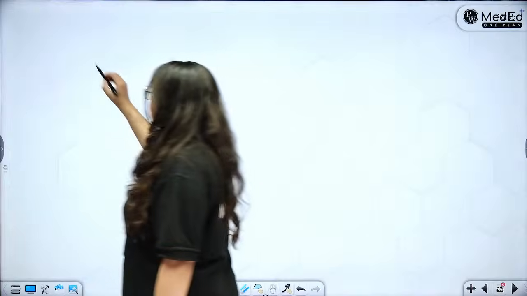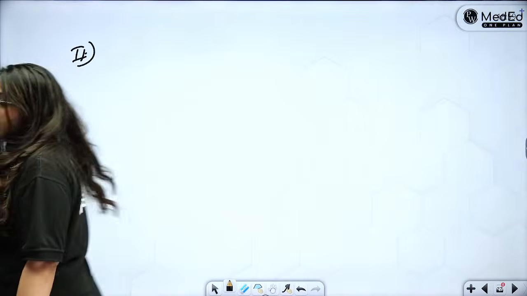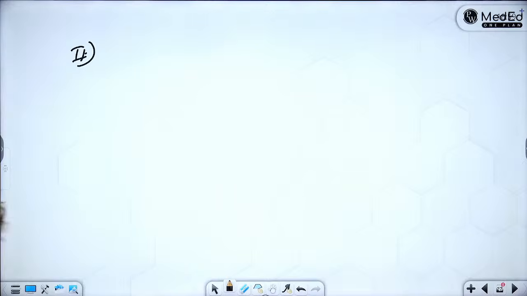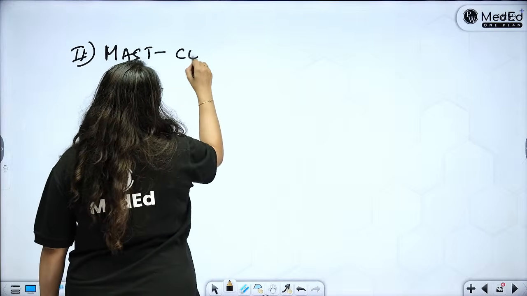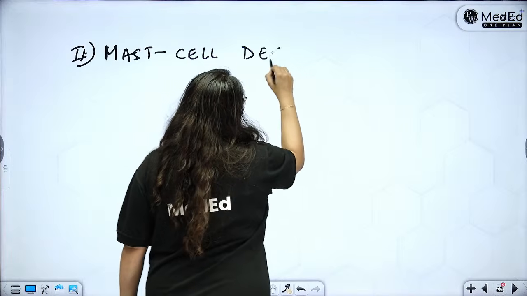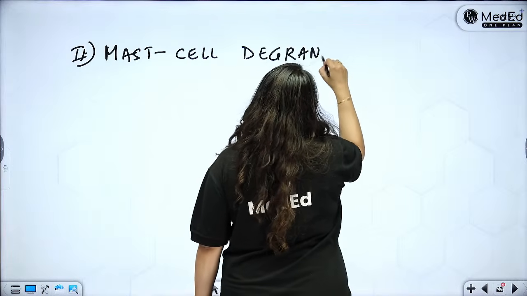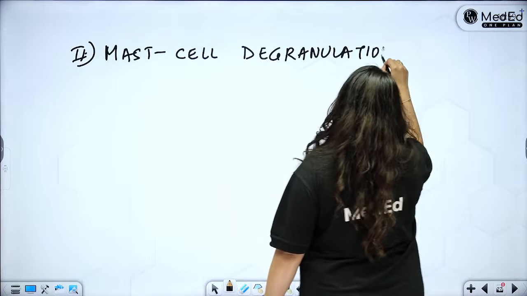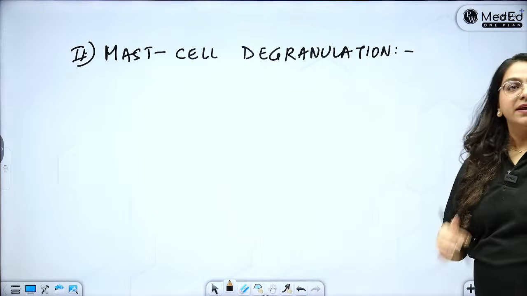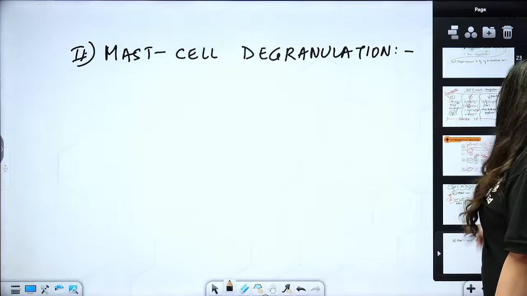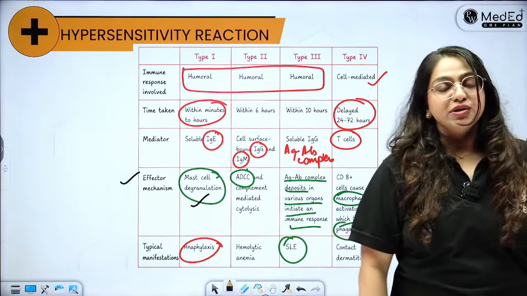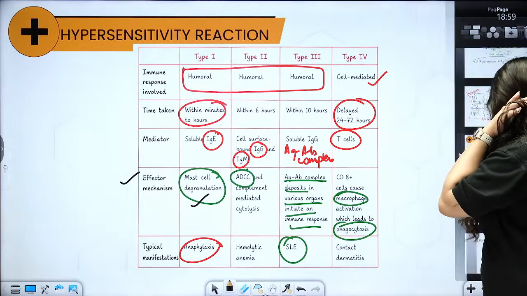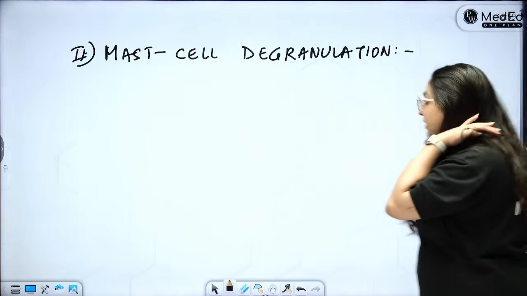What is the second step of hypersensitivity reaction? The second step is mast cell degranulation. This is the second step. This is what we studied in the differences table, that effector mechanism is mast cell degranulation. So how and when and why will this mast cell degranulate now?